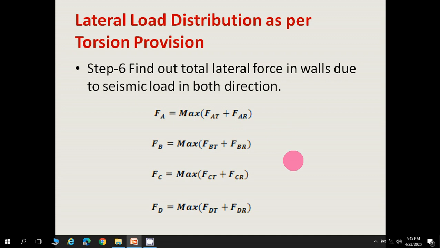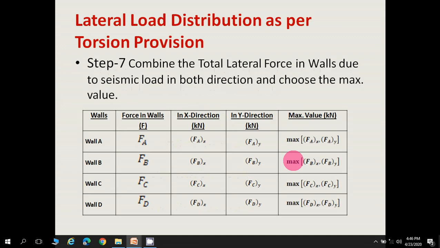This is to be calculated in the x direction as well as in the y direction. In step number 7, we have to combine all the total lateral forces in the wall due to seismic load in both directions and choose the maximum value. So wall A, wall B, wall C and wall D are mentioned in this column, and the forces in this column are FA, FB, FC and FD.